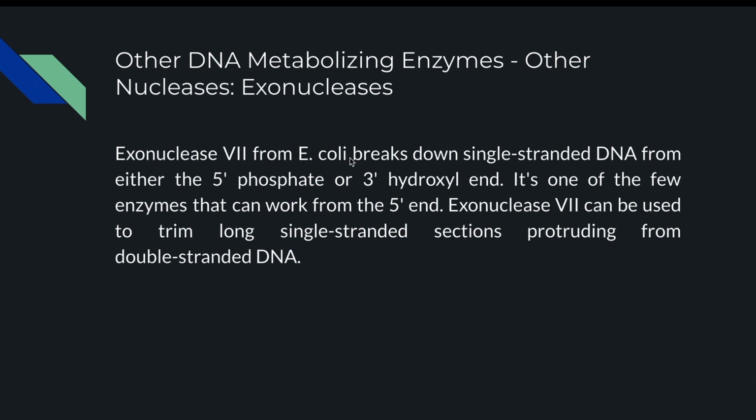Exonuclease 7 from E. coli breaks down single-stranded DNA from either the 5' phosphate or 3' hydroxyl end. It's one of the few enzymes that can work from the 5' end. Exonuclease 7 can be used to trim long single-stranded sections protruding from double-stranded DNA.